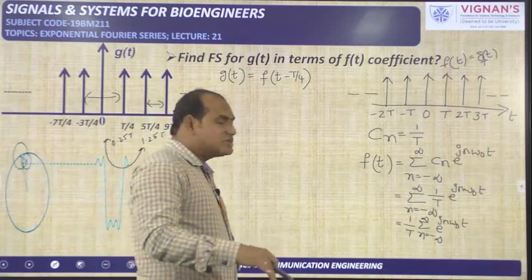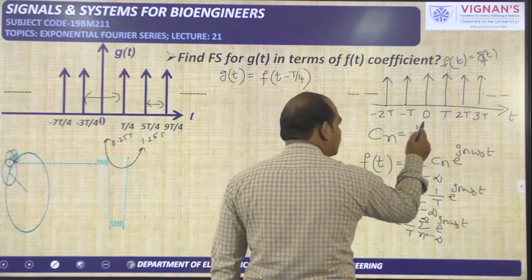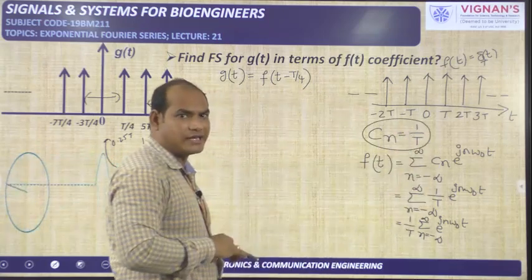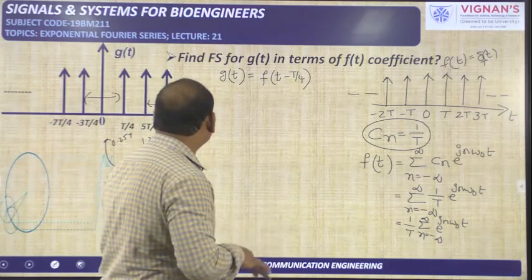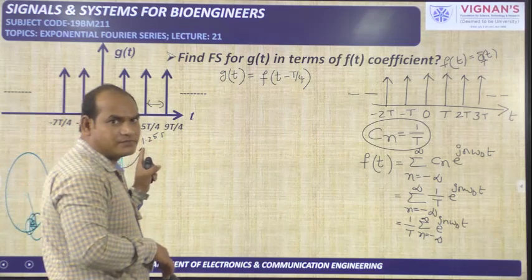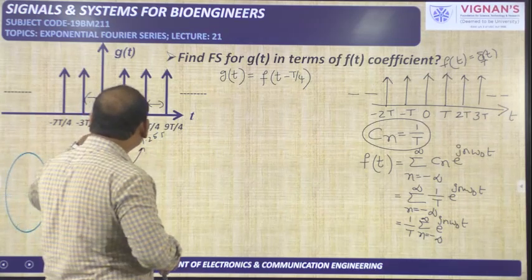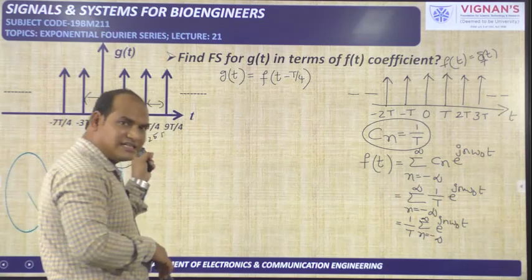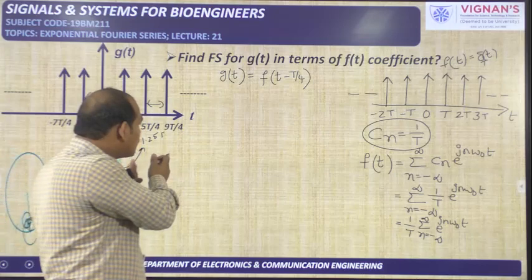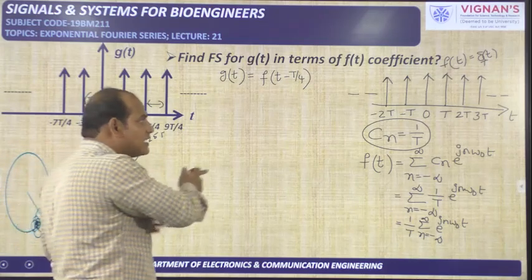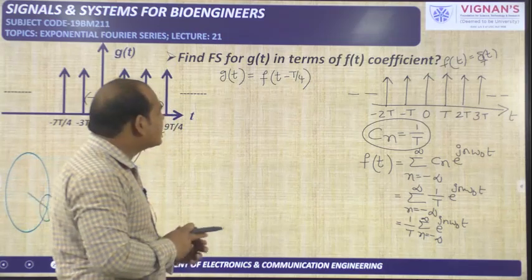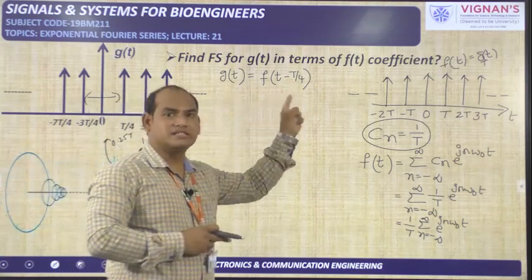So we know the exponential Fourier series coefficient for f of t is 1 by T. Already that one we have calculated. Now we are going to calculate the exponential Fourier series coefficient for this signal, that is g of t. After finding it, we will compare the coefficient of this signal and the coefficient of this signal. Is there any relation? Because there is a relation between these two time domain signals.